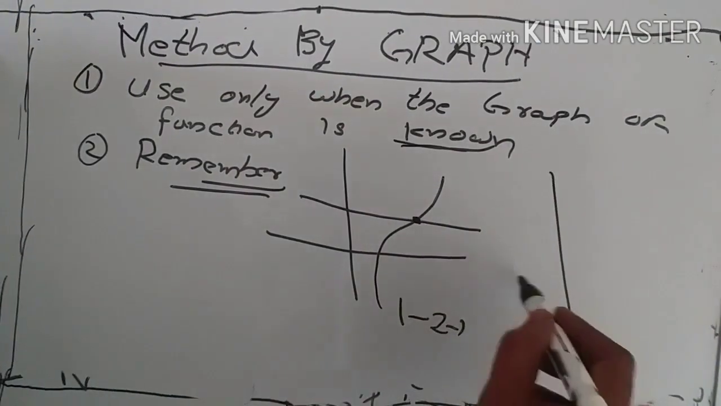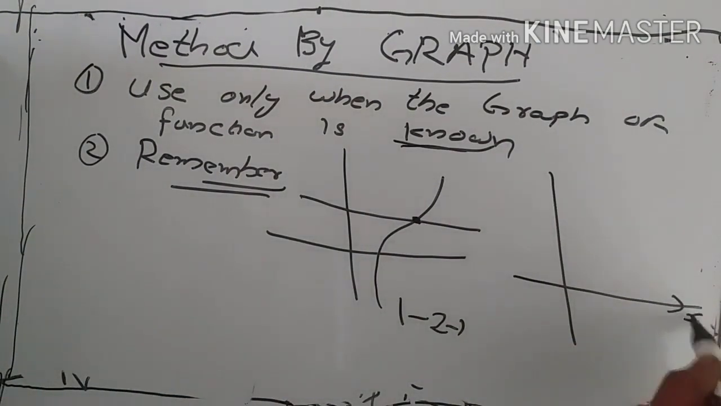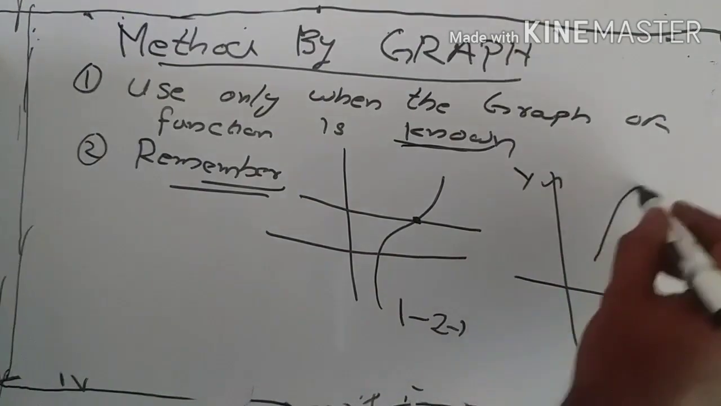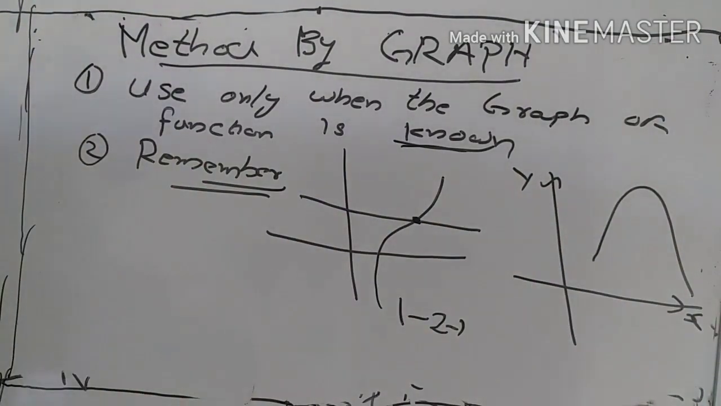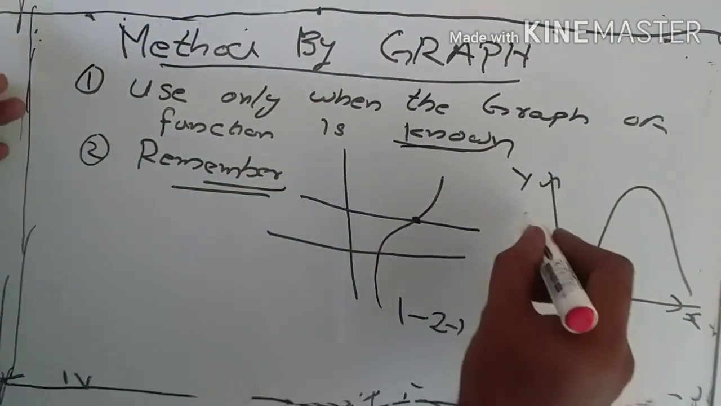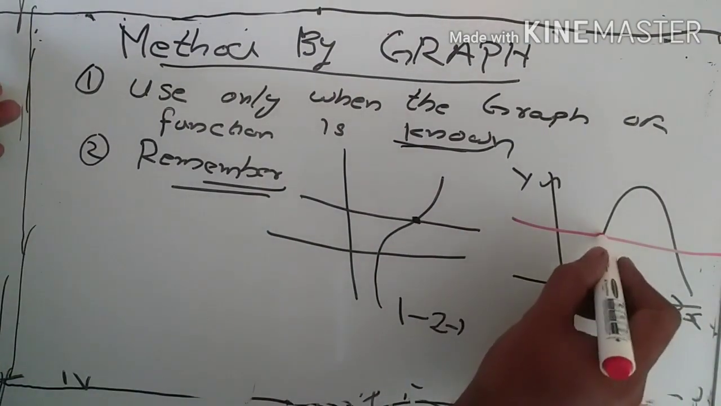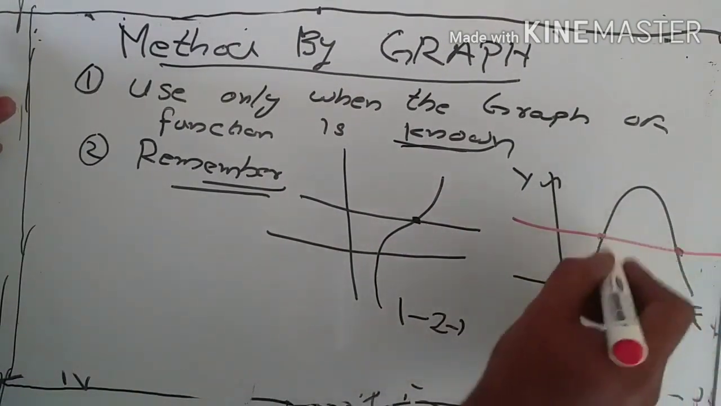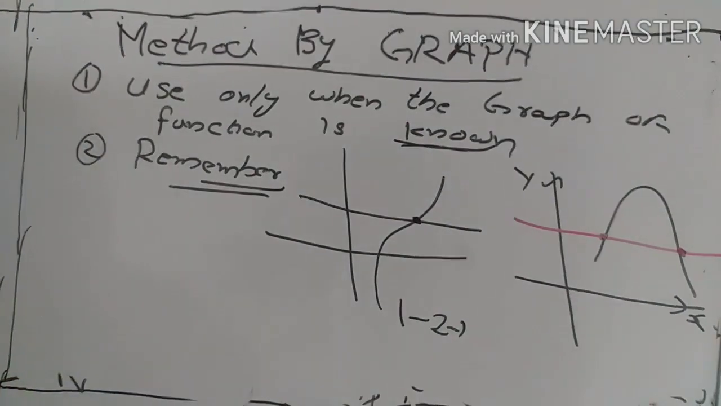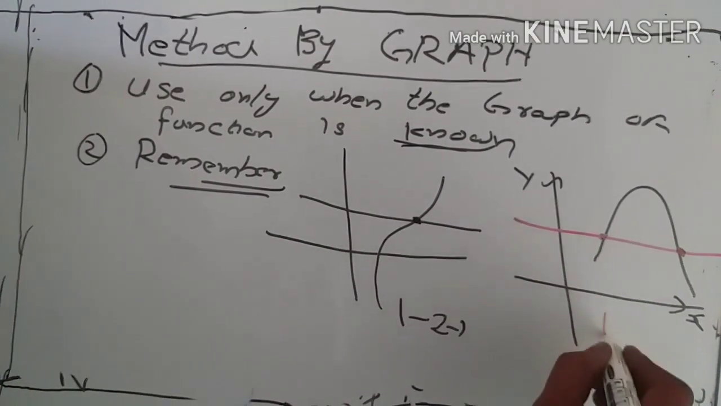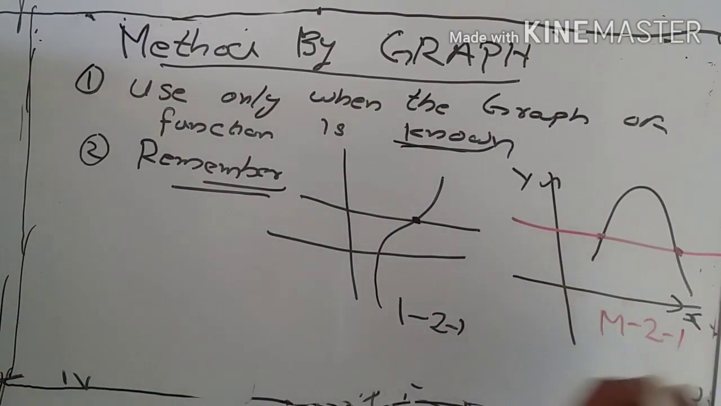Now draw another graph. Draw a line parallel to x-axis. This line cuts the graph at 2 points. So the function is many to 1.